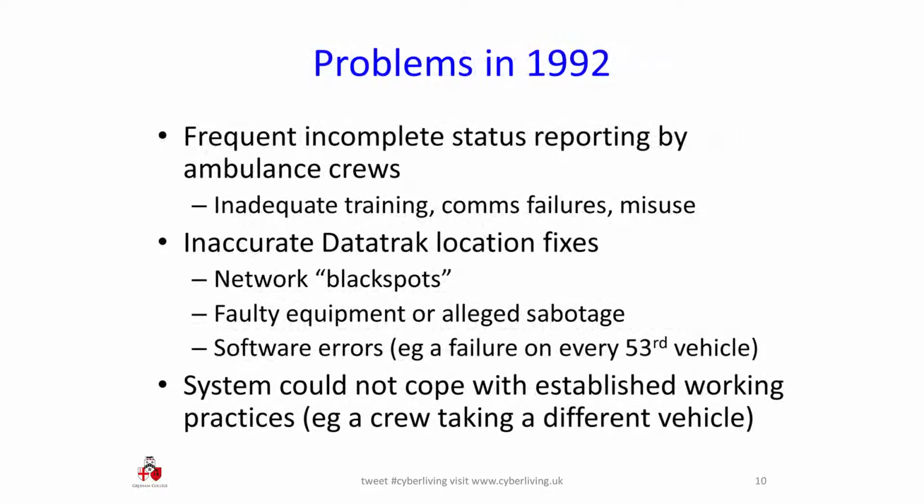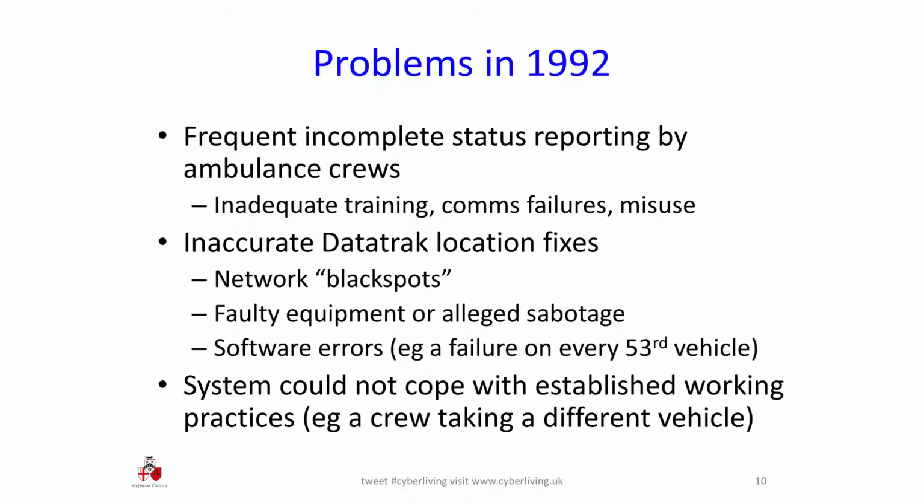And they ran into various problems during 1992 while they were doing it this way. The system didn't always know where the ambulances were. They had network black spots. The crews didn't necessarily notify their changes of status, either because they forgot or because they were in a communications black spot at the point where they needed to signal a change of status. Or it was even believed that perhaps they were deliberately misusing the system because they didn't trust it and didn't want it to be used.